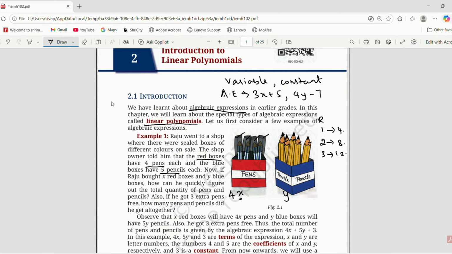If I bought only one box, 4 ones are 4. So I will be having 4 pens. If I bought 10 boxes, then 4 into 10, I will be having 40 pens. So 4x is the expression which is used to determine how many pens are there in the red boxes.